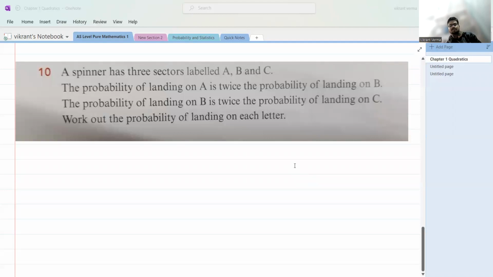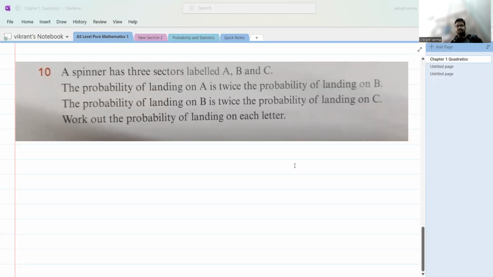So, good evening, everyone. Today we are going to solve one question. This question is of basic probability. So, let's see what is the information that is given to us.